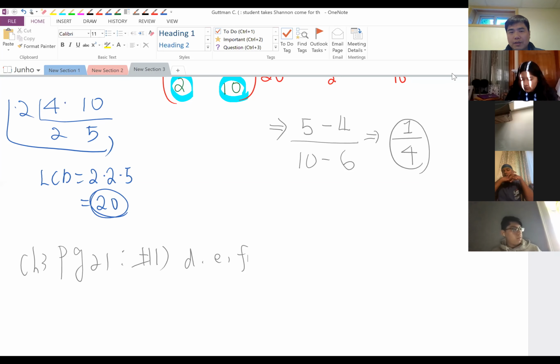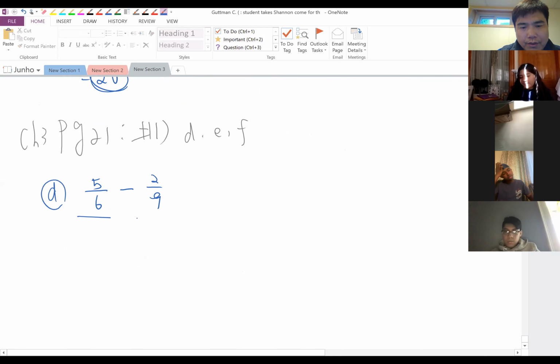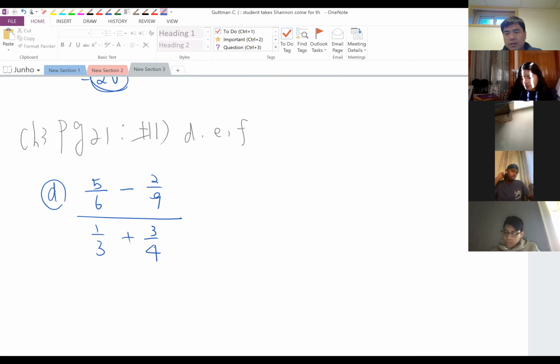Okay, so let's start going over. So D. So 5/6 minus 2/9 over 1/3 plus 3/4. Okay, so did you find the common denominator? The 12. 36 on the top one. Yeah, 36, I guess so.